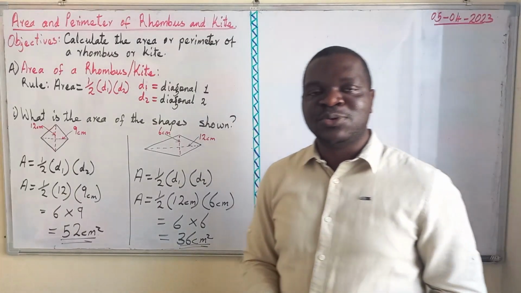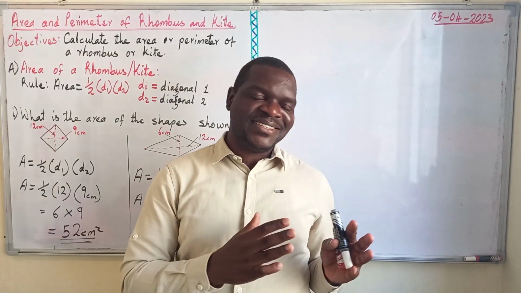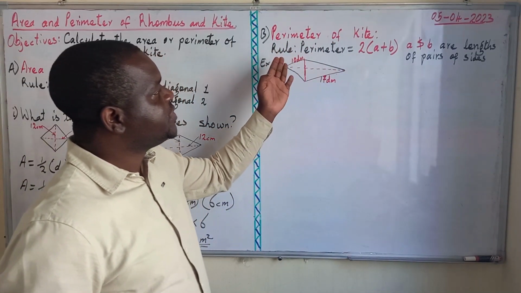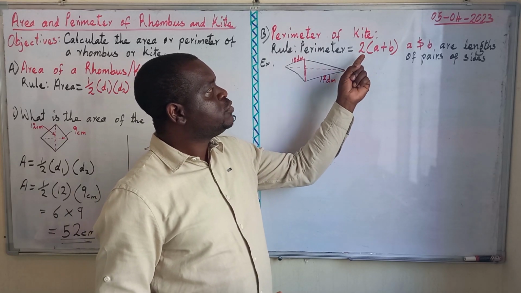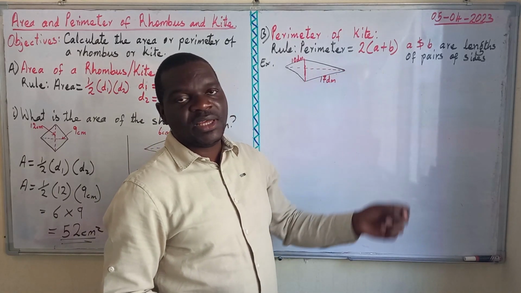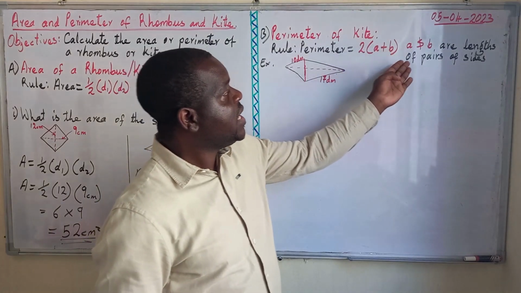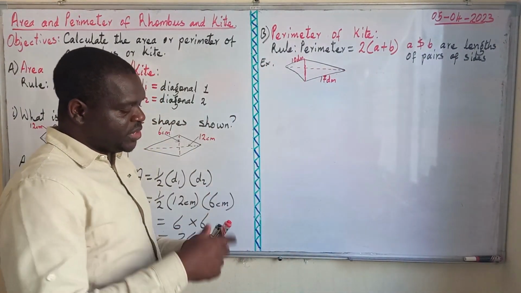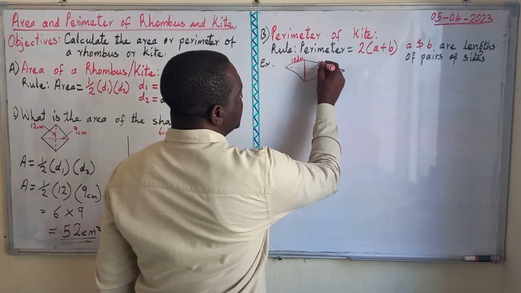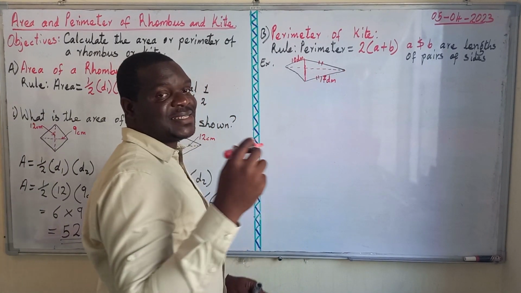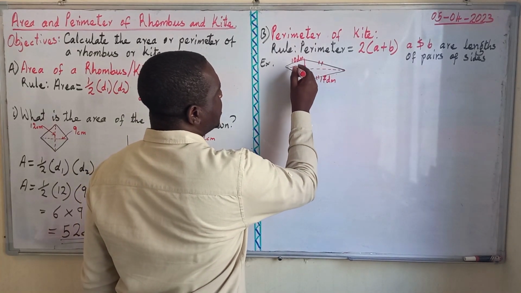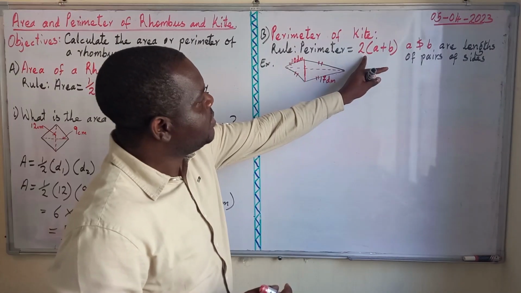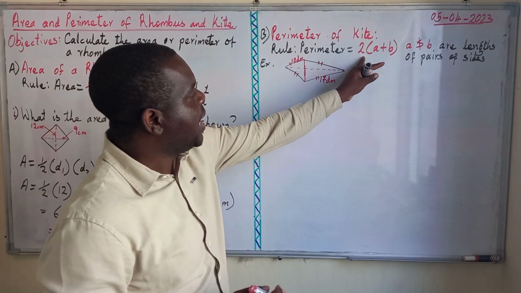Now let's move on to the perimeter of a rhombus or a kite. Perimeter of a kite. The rule states that the perimeter is equal to 2 into a plus b. And what is a plus b? A and b are simply the lengths of the pairs of the sides. We should take note that in a kite, this line and this line are the same length, while this line and this line, this other pair, is the same length. We simply add the two and multiply by 2.